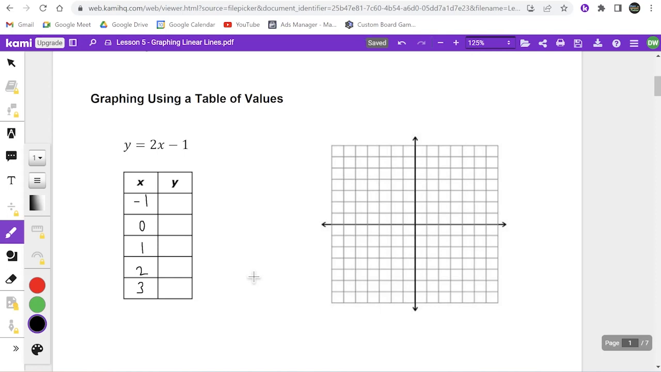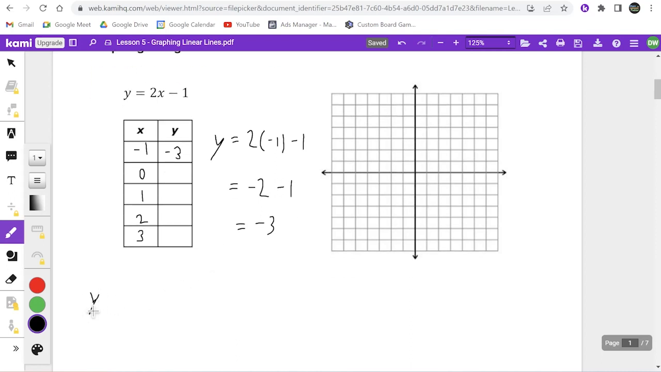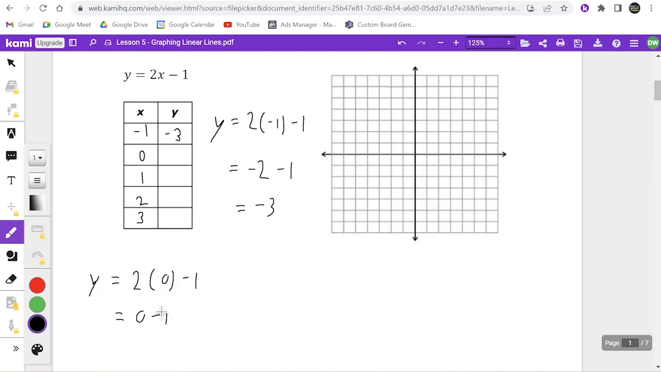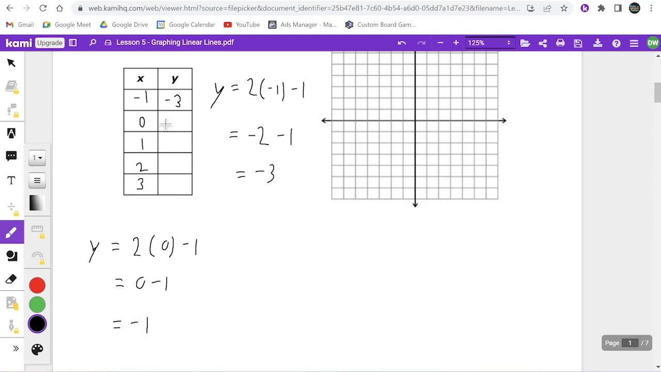Now what I'm going to do is plug x into the equation to see what I get for y. So for instance, y equals 2 times -1 minus 1. That would be 2 times -1 is -2, minus 1. We get -3. So -3 for that first one. Then I'm going to do this with the rest of them. Next I'm going to plug in 0 for x. y equals 2 times 0 minus 1. That would just be 0 minus 1. So it looks like I get -1 for 0.